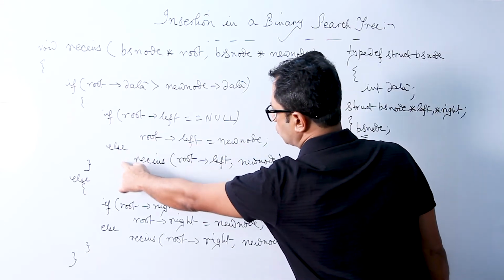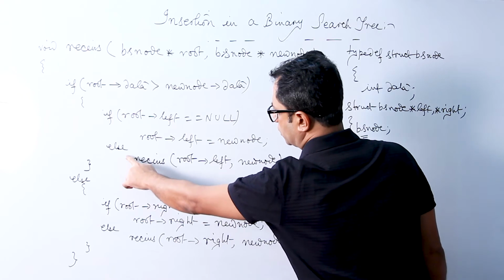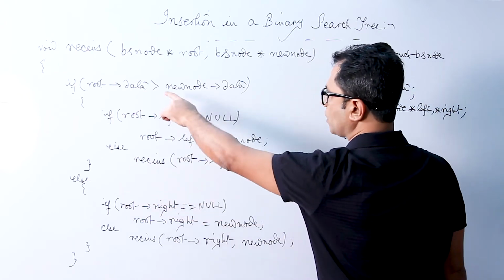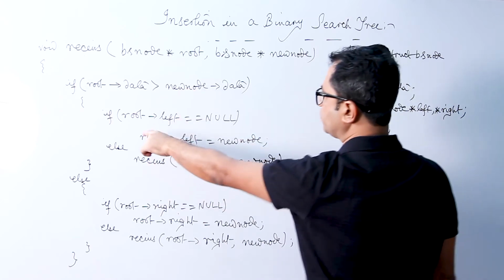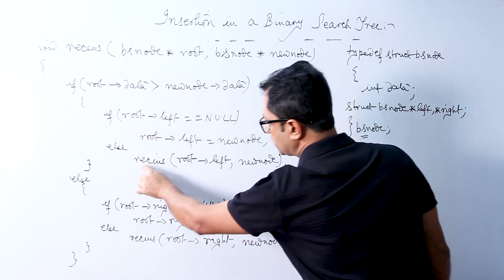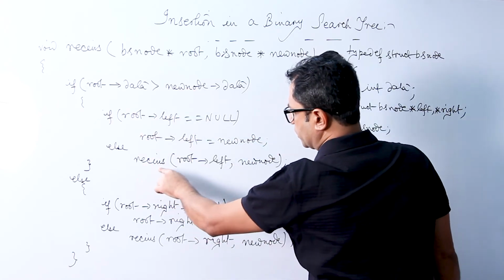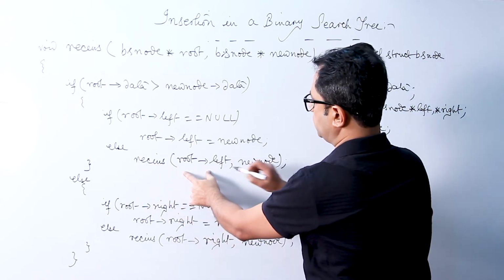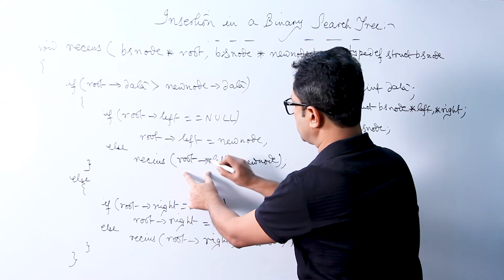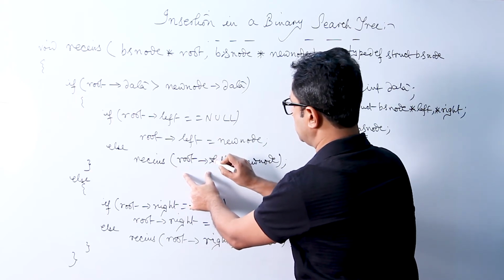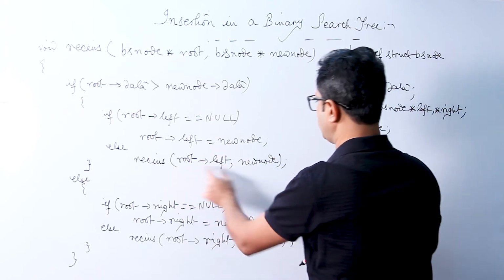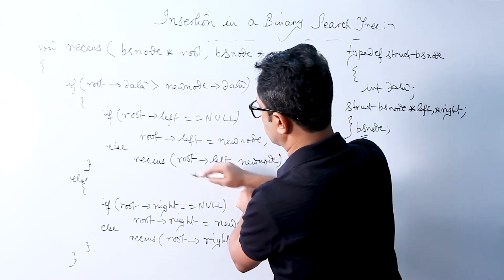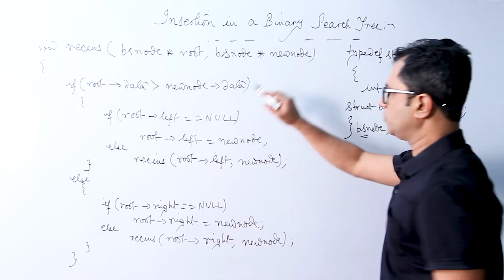Otherwise, we will do the recursive way of inserting the new node in the left subtree by calling the function recursively, that is, recins is called with two arguments: root left, that is the address of the root of the left subtree, and the new node. So the function will again work in this process, and in this way it will go on.